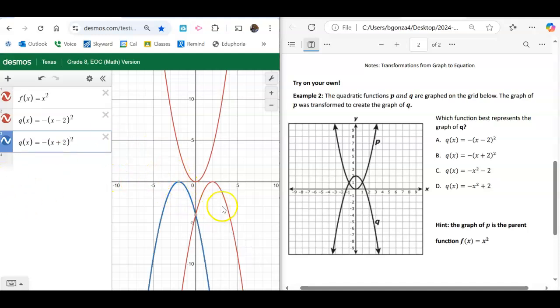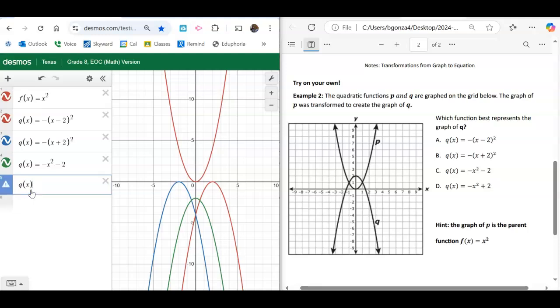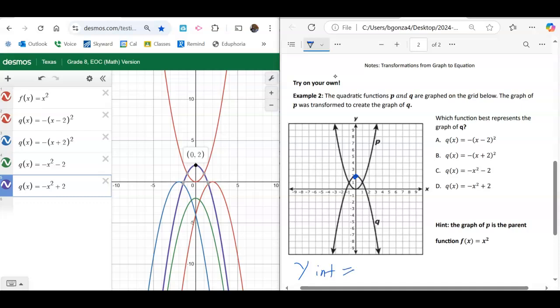Okay, this blue one, answer choice B, does not match. Let's try the next one. This green one doesn't match. So C didn't work. And this purple one does match. It has the right y-intercept. So the y-intercept is 0, 2. I see that this purple one has a y-intercept of 0, 2.